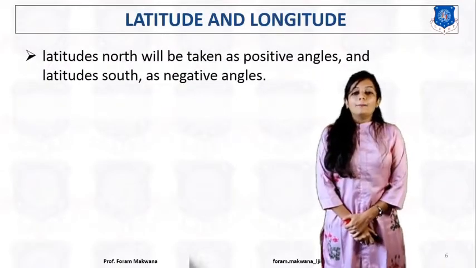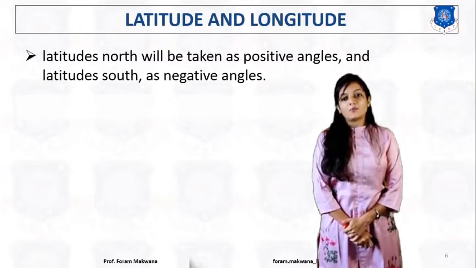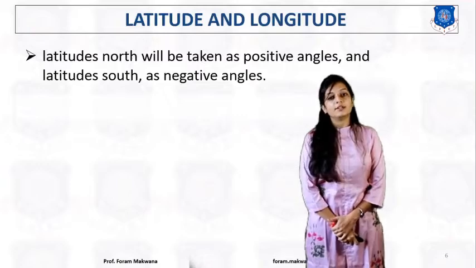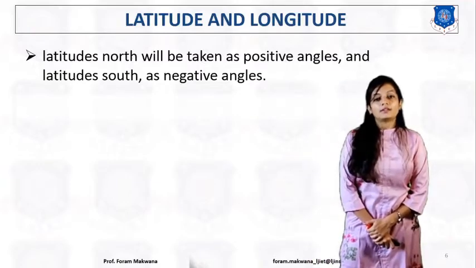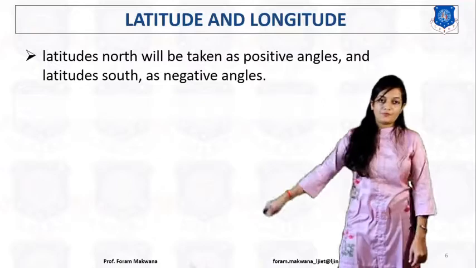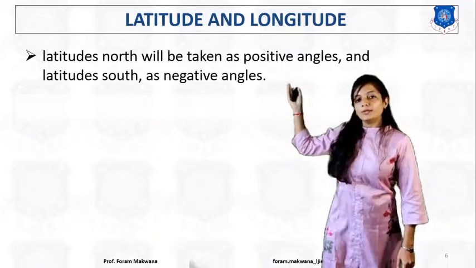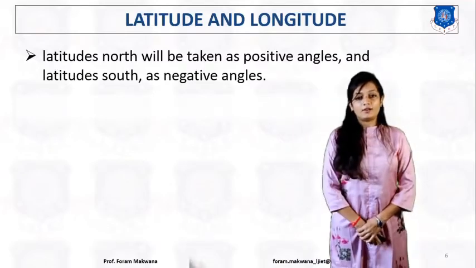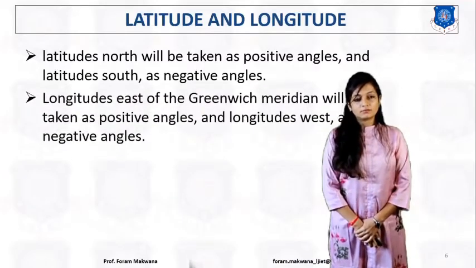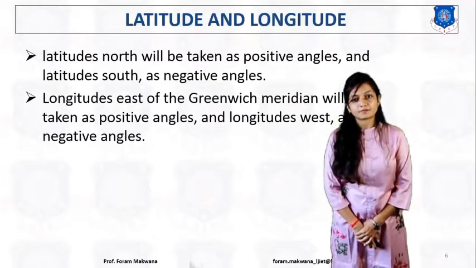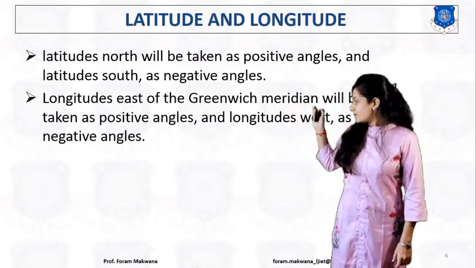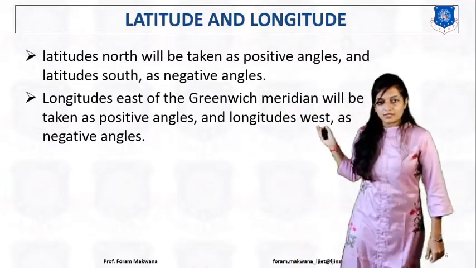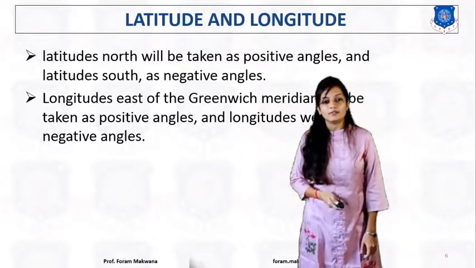Based on the position, whether it is north side or south side, we need to take its value as either positive or negative. Latitude north will be taken as a positive angle and latitude south will be taken as a negative angle. Now about longitude. Longitude east of the Greenwich meridian will be taken as a positive angle, and for the west we are going to take it as a negative angle.